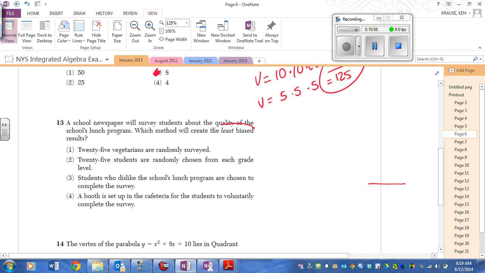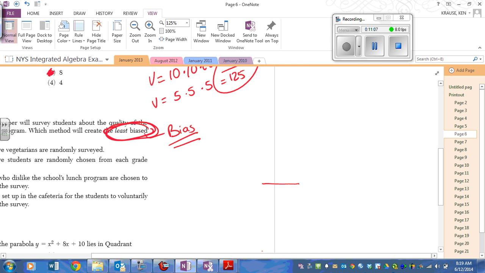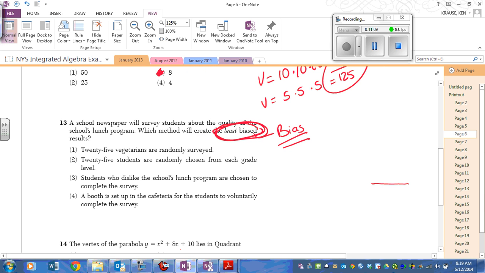Alright, we're looking at this problem for least amount of bias. Now remember, bias means that the data was not collected correctly, which means it was just collected unfairly. So in this question, we're trying to look for the quality of food in the school lunch program. We're certainly not going to ask vegetarians because they have their own skew on things. This one looks pretty good. It says we're talking about 25 randomly chosen students from each grade. So notice we're picking different grade levels. We're not just picking freshmen or seniors.